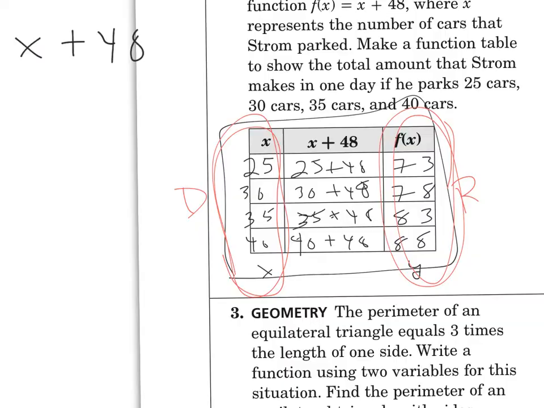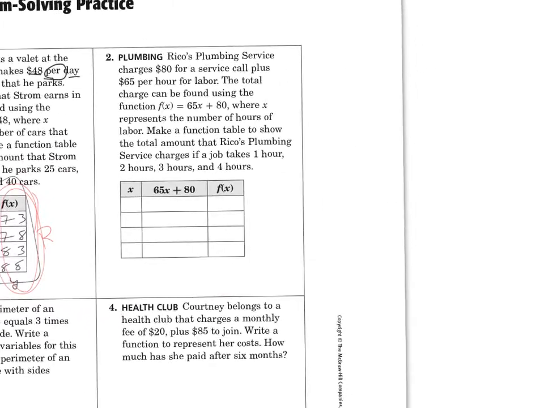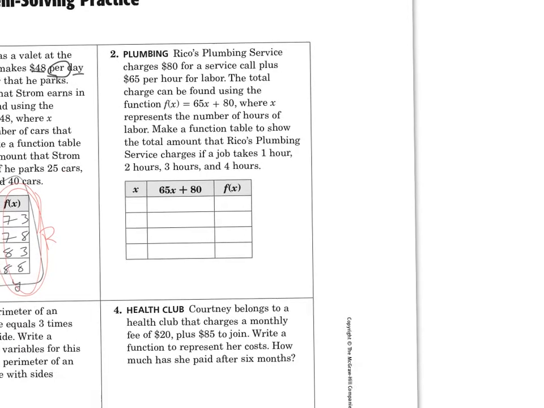Moving on to the next problem. Plumbing. Rico's Plumbing Service charges $80 for a service call plus $65 per hour for labor. The total charge can be found by using the function f of x is equal to 65x plus 80, where x represents the number of hours of labor. Make a function table to show the total amount that Rico's Plumbing Service charges if a job takes 1 hour, 2 hours, 3 hours, and 4 hours.